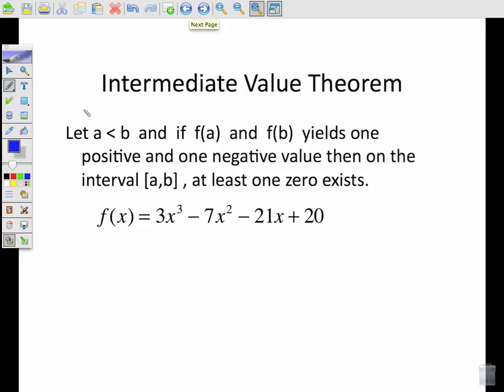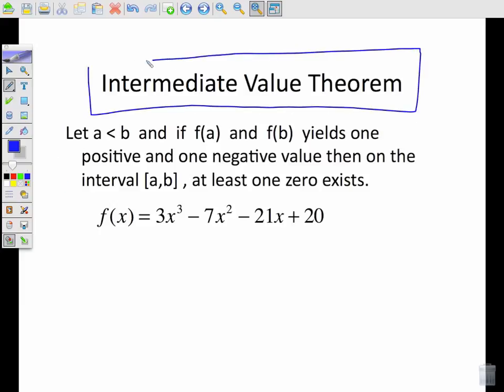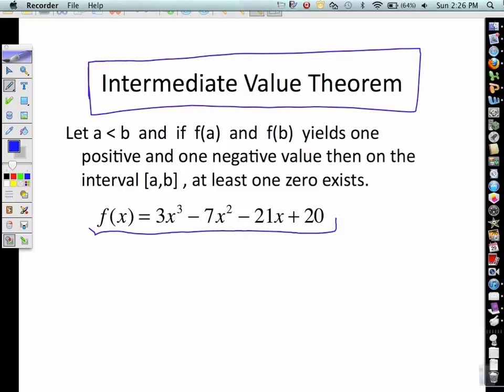All right, we got one more test to talk to you about. It's called the intermediate value theorem. And in order for us to use the intermediate value theorem, you're going to use your calculator. So go ahead and enter this f of x equals 3x to the third minus 7x squared minus 21x plus 20 into the y1. And we'll talk about the rules here.